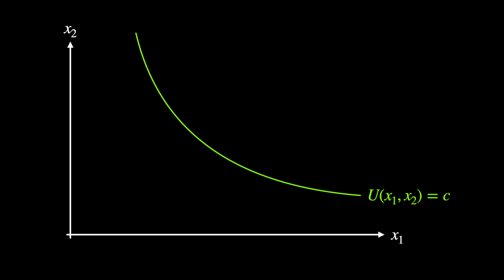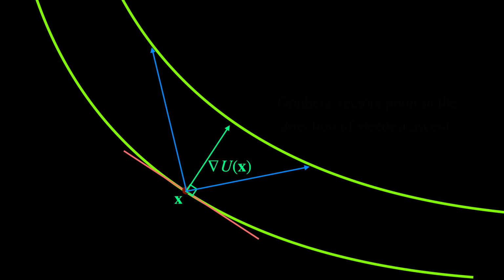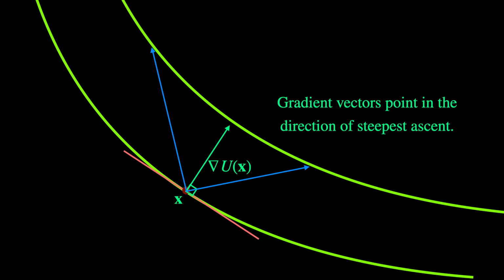To get the idea, if two indifference curves are very close together, then they are almost parallel. Think about the quickest way of getting from this point x to the next indifference curve. You will see that following any vector other than the gradient vector is going to take longer than following the gradient vector. This is often phrased as gradient vectors point in the direction of steepest ascent.